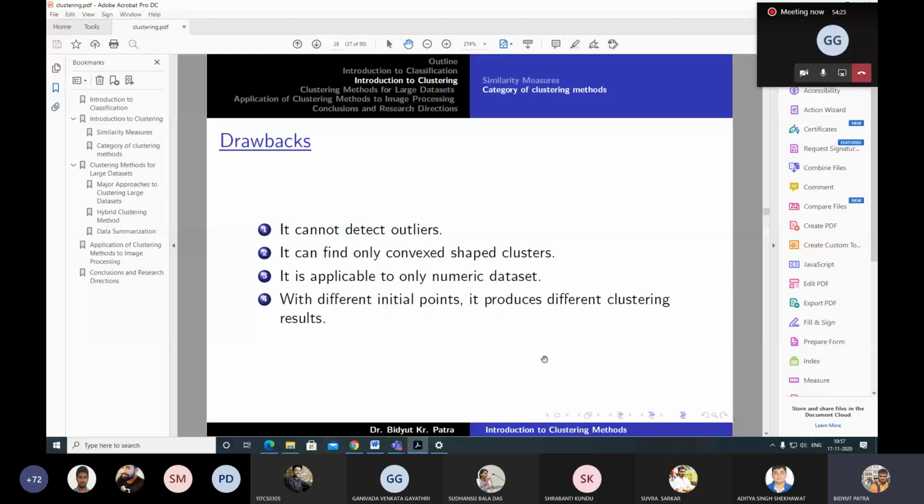Let's say it is ordinal data or any categorical data, you cannot compute the mean. Therefore, this algorithm is only applicable for numeric data. And because we take the squared error, this algorithm is applicable only if the data set has convex shape clusters. Therefore, it cannot find arbitrary shape clusters. Okay, so I stop this class here.